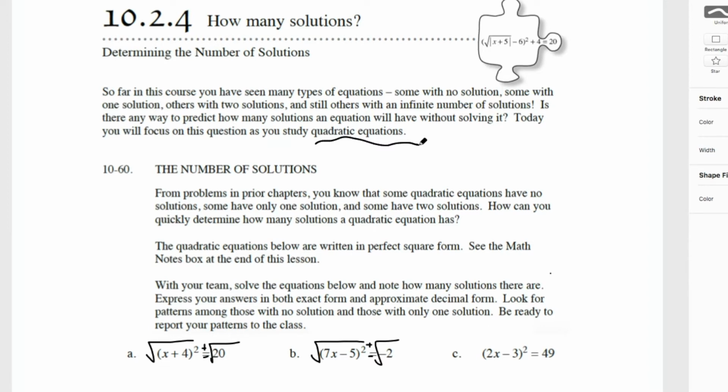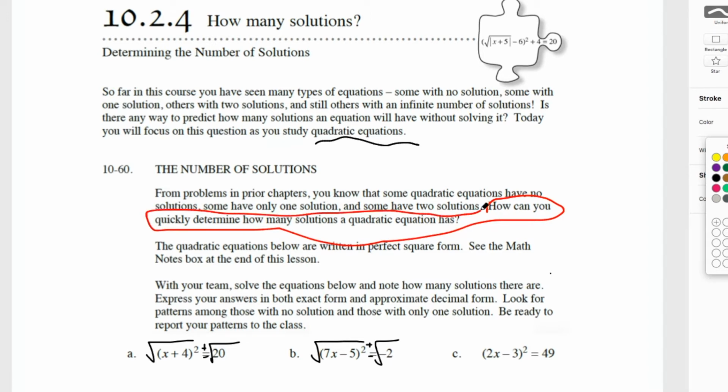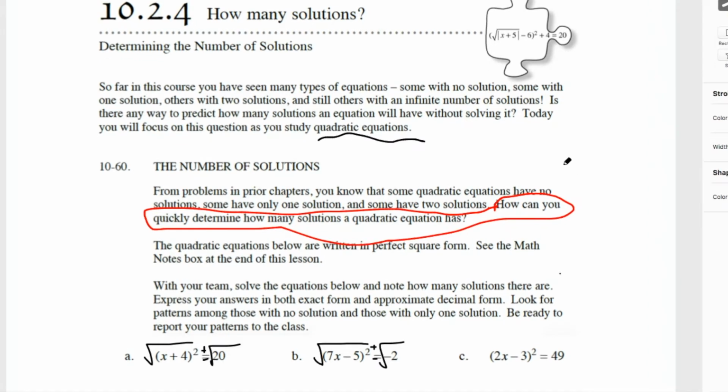From problems in prior chapters, you know that some quadratic equations have no solutions. Some have only one solution, some have two solutions. Hey guys, you're telling me the same thing I just read a second ago. How can you quickly determine how many solutions a quadratic has? That is really the key question of this problem and this lesson. There are methods you're going to want to know for quickly determining the number of solutions of a quadratic.